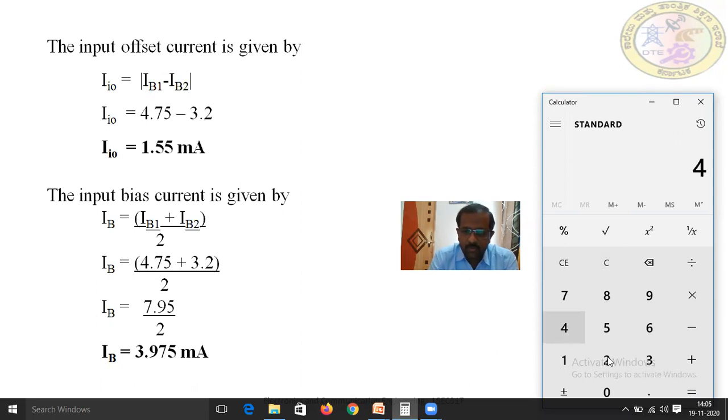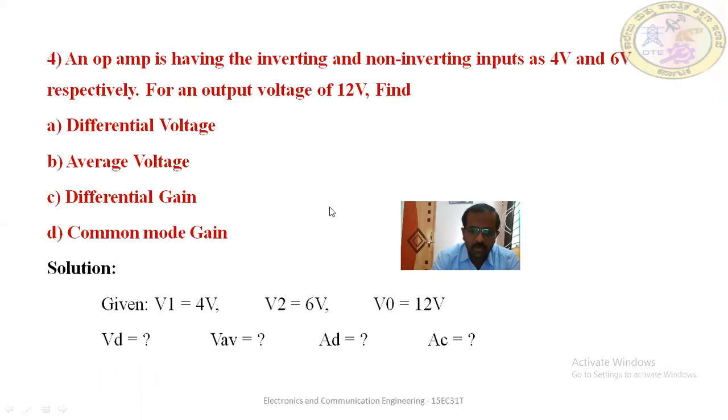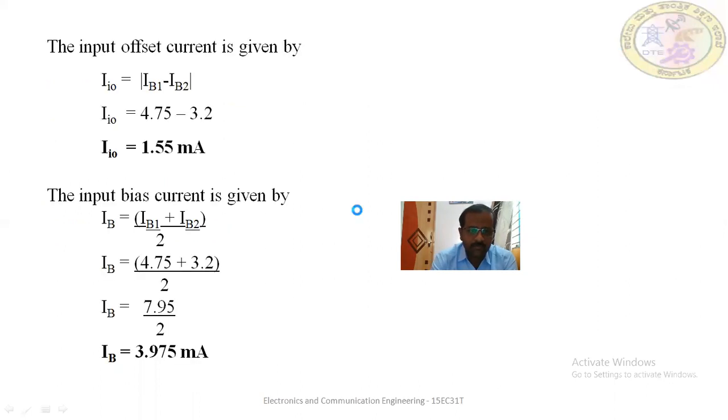It is 4.75 plus 3.2, you are going to get 7.95. It is to be divided by 2, and in this you are going to get IB is equal to 3.975 milliamps. So in this way, you can calculate the input offset current and the input bias current of this problem here.